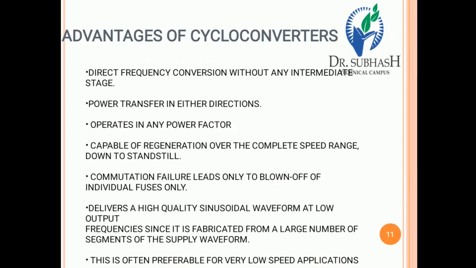The second major advantage, power transfer in either direction, operating at any power factor. That is the biggest advantage of the cycloconverter, that it can operate with any power factor, right? And it is capable of regeneration over the complete speed range or down to standstill. A commutation failure leads only to the blowing off of an individual fuse. So all are the major advantages of the cycloconverter. This is often preferable for very low speed applications.